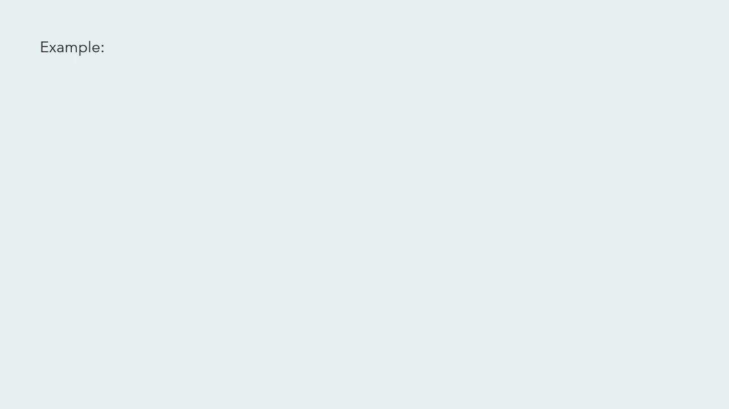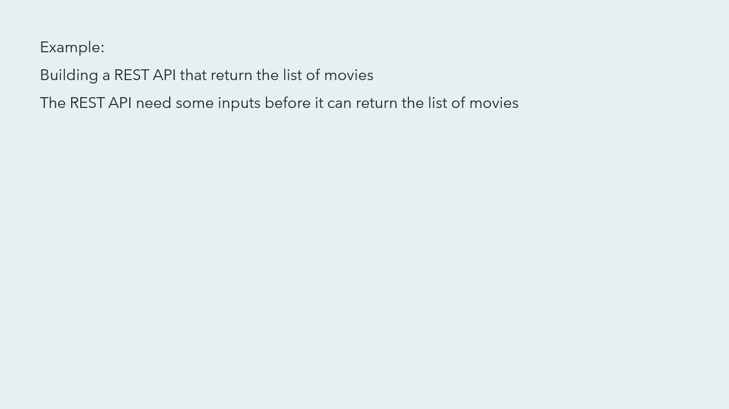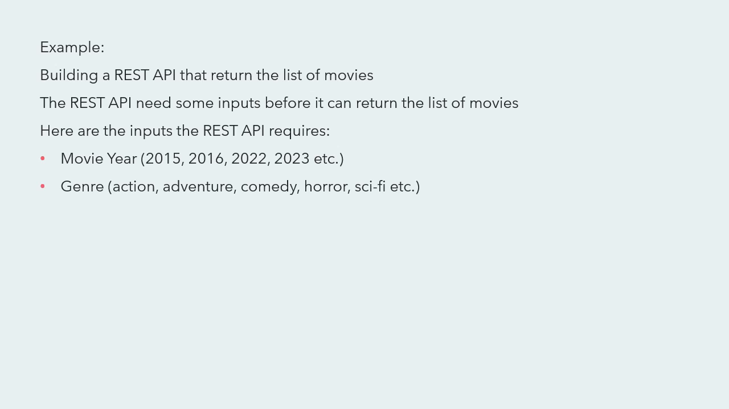Let's make use of an example before we continue our discussion. Let's say that we want to build a REST API that returns the list of movies. The REST API needs some inputs before it can return the list of movies. The inputs that this REST API requires are the movie year and the movie genre. The possible values for the movie year are 2015, 2016, 2022, 2023, etc. The possible values for genre are action, adventure, comedy, horror, sci-fi, etc.